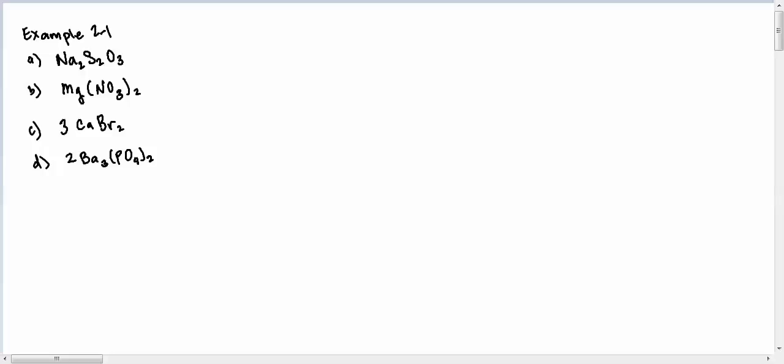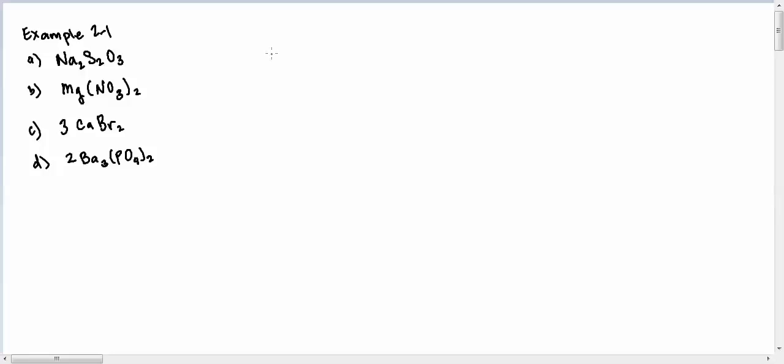All right, so one of the most important things in figuring out a compound formula is knowing how many atoms of each element are in the compounds. So let's start with this one. We're going to take this compound formula Na2S2O3, and figure out how much is in each.